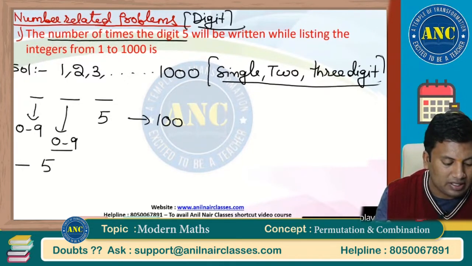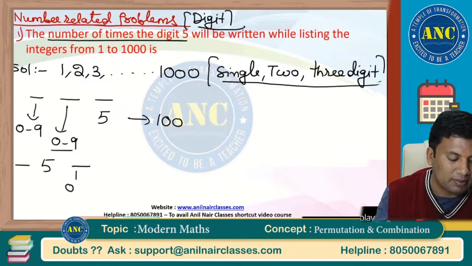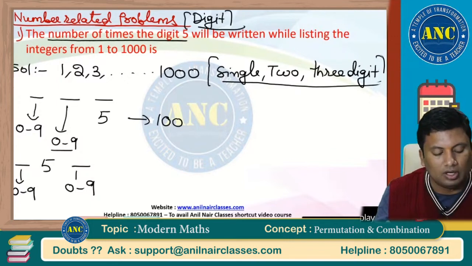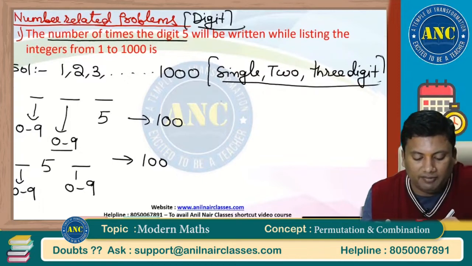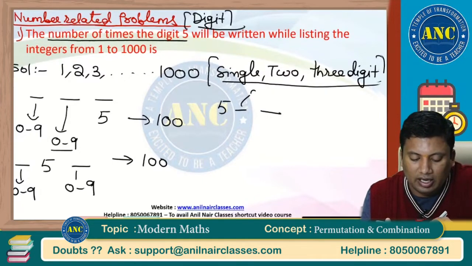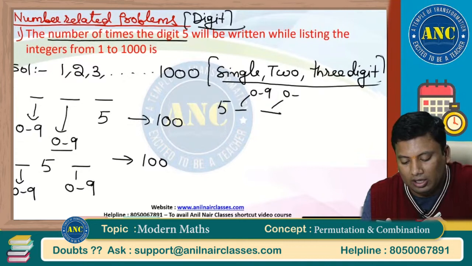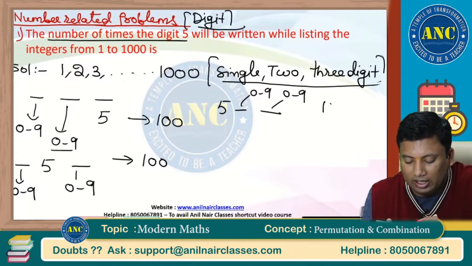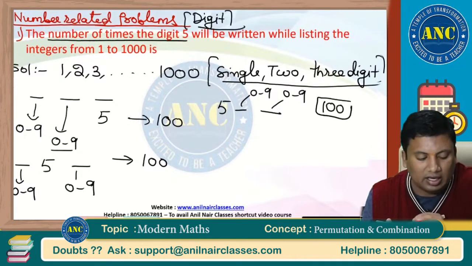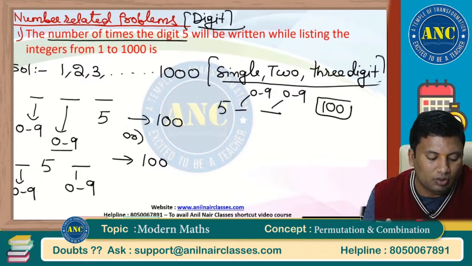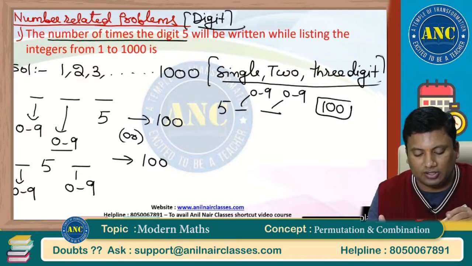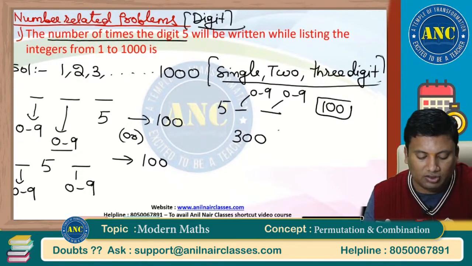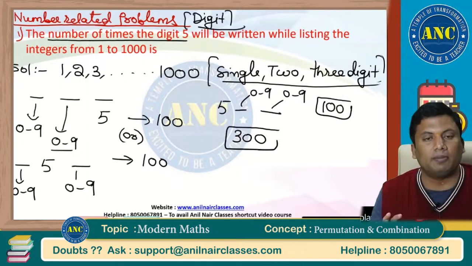If 5 is in the tens place, the others can be from 0 to 9. So 10 into 10, again it is 100. Again, if 5 is in the hundreds place, the others will be from 0 to 9. 10 into 10, it is 100. Either 5 can be in the units place, or the tens place, or the hundreds place. The answer is 300.